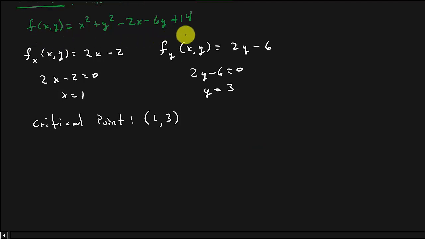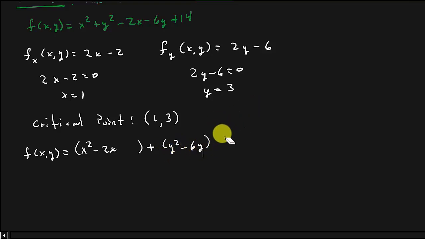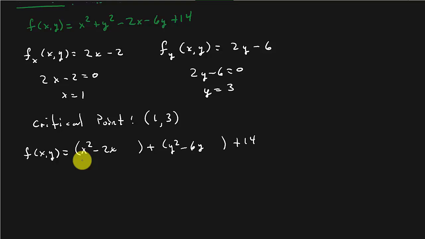Let's take our function here and rewrite it. I've got f(x, y) equal to x squared minus 2x plus y squared minus 6y plus 14. You can always tell what we're going to do when we put the parentheses around, when we group the x's and y's together and leave a little space there. We're going to complete the square on it.